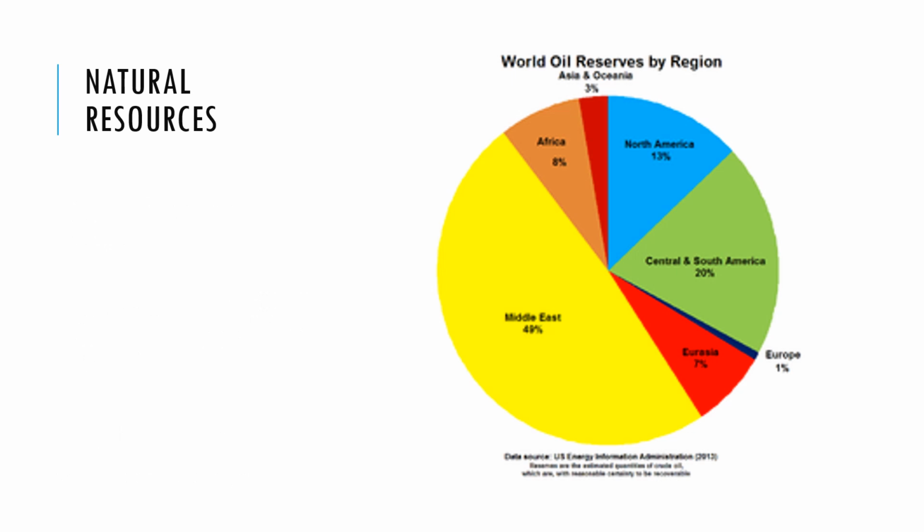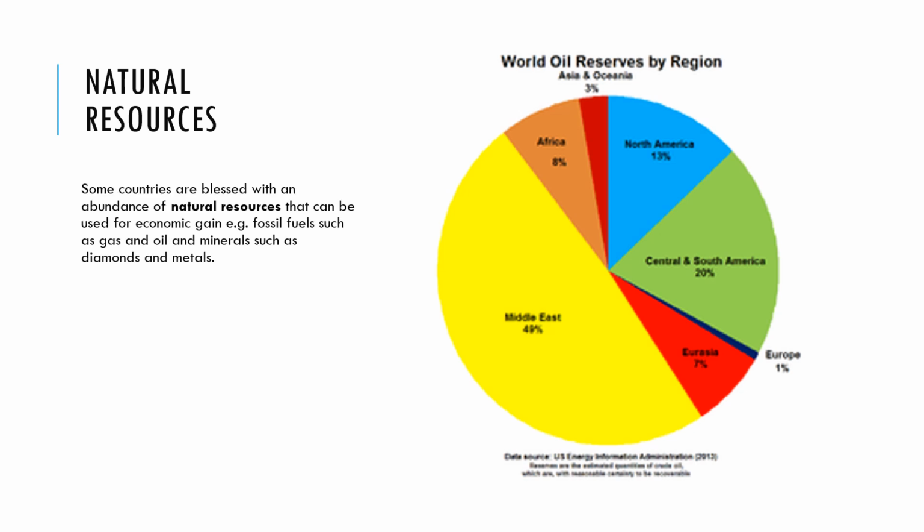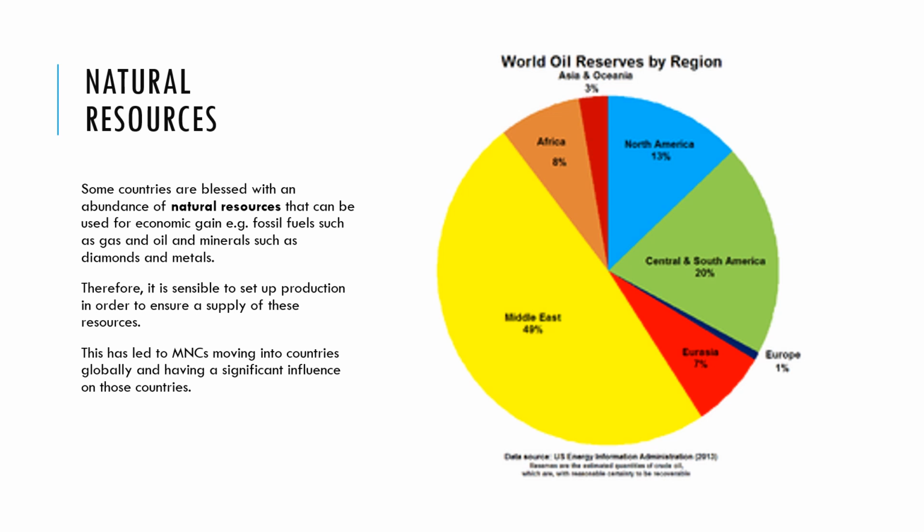Access to natural resources is obviously an important consideration while considering where to locate our business. Some countries have lots of natural resources, and so it's sensible to set up production in these in order to ensure a supply of these resources. This has led a lot of multinational companies to move into countries globally and have a significant influence on those countries. For example, BP has been operating in the Middle East for over 100 years.